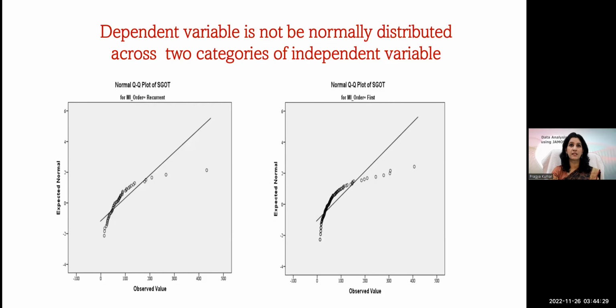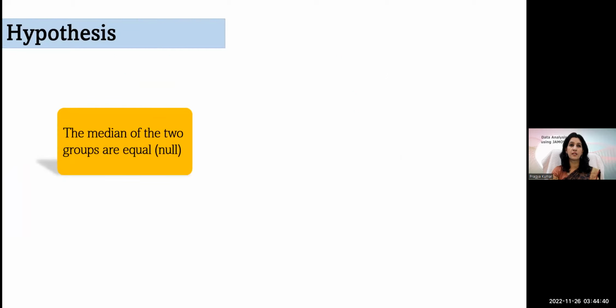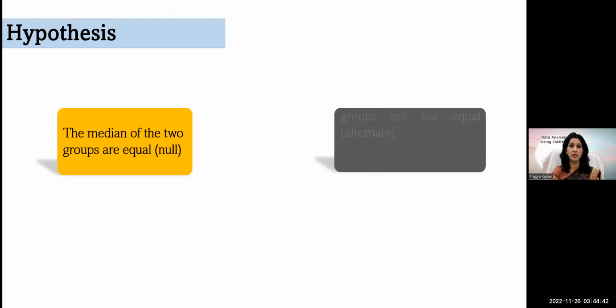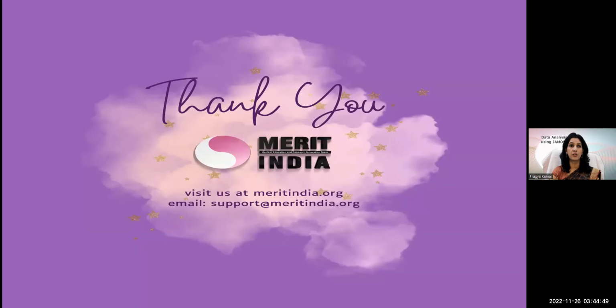So in this case, you can see here, SGOT across the MI order, you can see these are not normally distributed. So the null hypothesis is that the median of the two groups are equal, and the alternate hypothesis is that the median of the two groups are not equal.